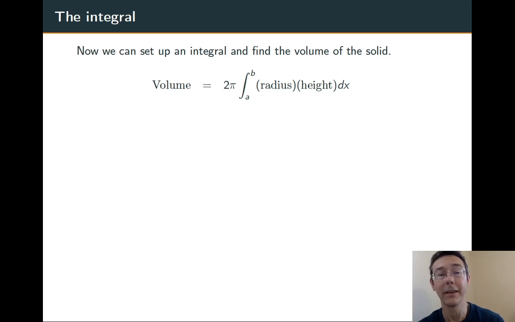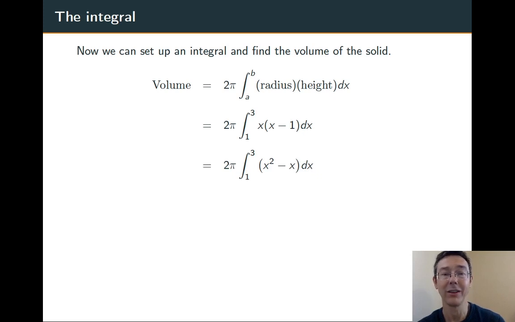Now let's start plugging things into our general volume formula, 2 pi integral from a to b, radius times height dx. So 2 pi integral from 1 to 3. The rectangles are going to start at x equals 1 and end at 3. The radius of the rectangle at x is going to be x, and the height that we just determined is x minus 1. Now we just have to anti-differentiate this.